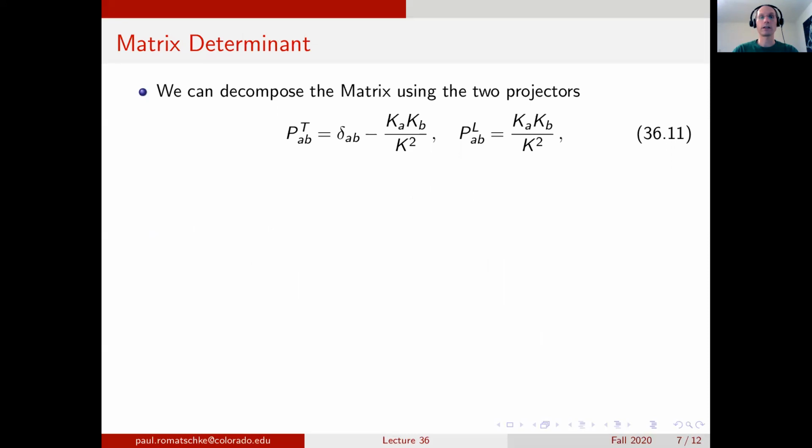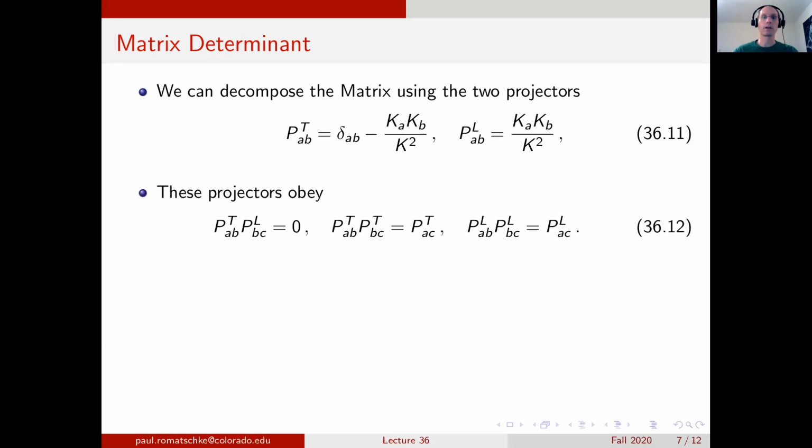To do that, we can decompose the matrix using two projectors. So we have the projector PT, which is delta AB minus KA KB over K squared, and PL, which is KA KB over K squared. These projectors fulfill the usual projection rules. It means that the contraction of PT times PL is 0, PT times PT gives back PT, and PL times PL gives back PL.